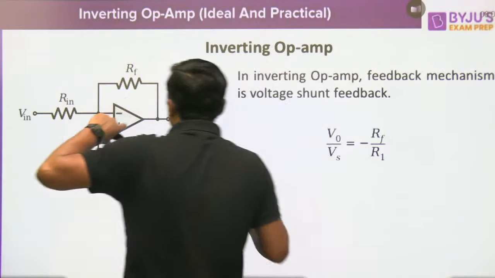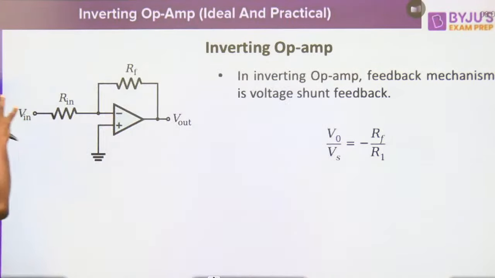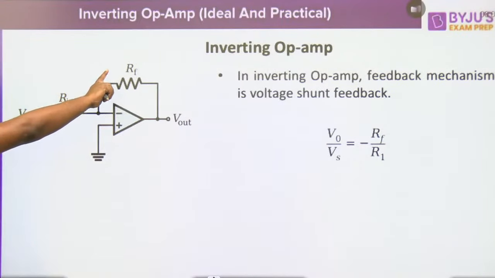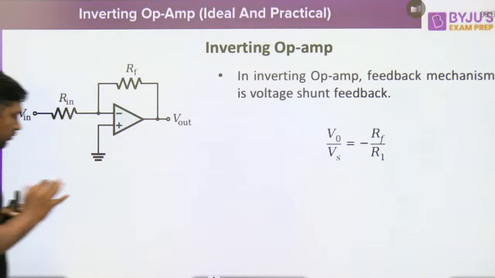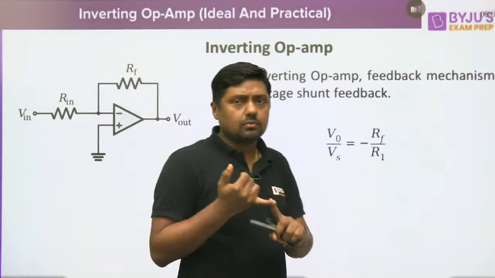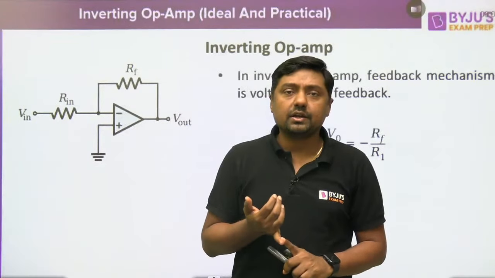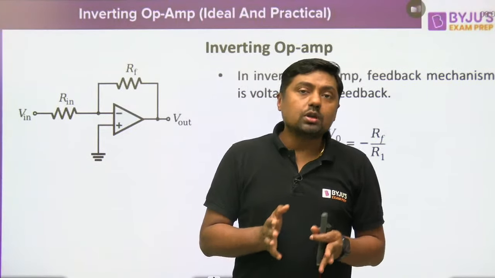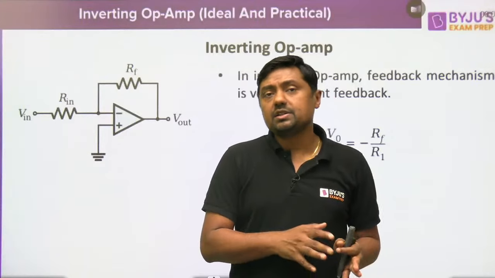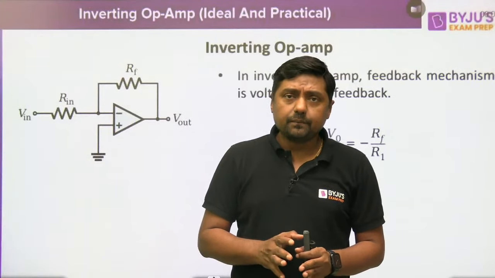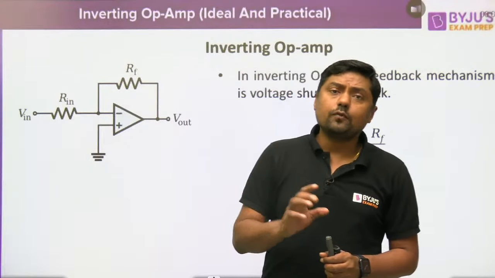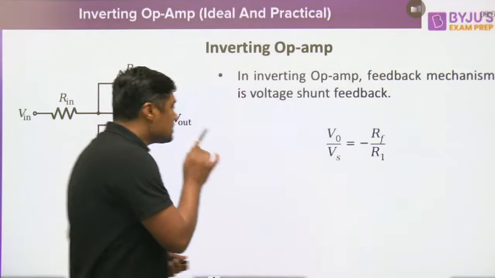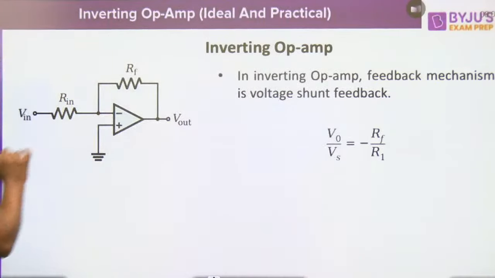Now, about this diagram, what are the questions? First, what is the gain of the system under ideal condition and practical condition? What about the input resistance under ideal and practical condition? And what about the applications of this? In this circuit the feedback is negative feedback.